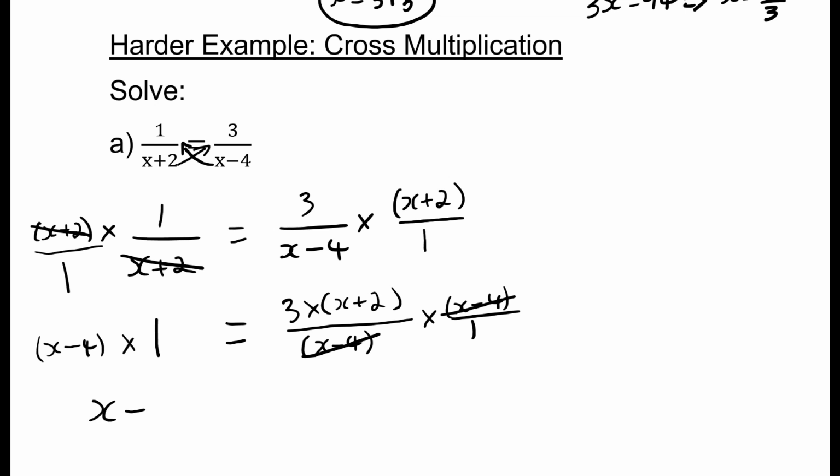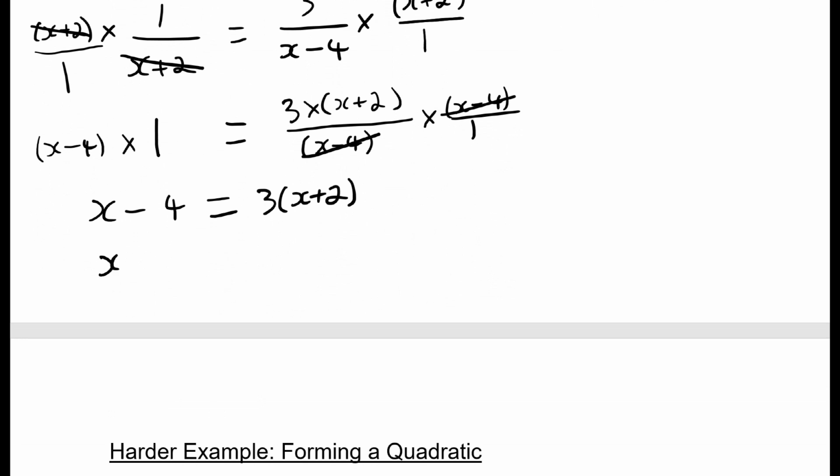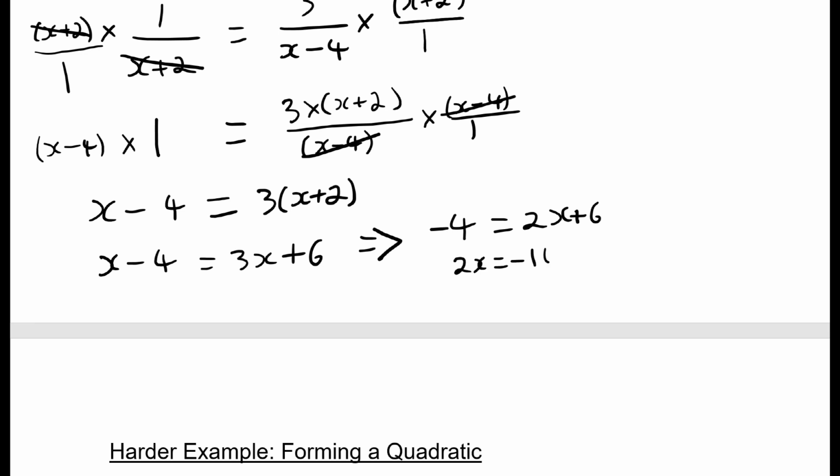So we have x minus 4 equals 3 bracket x plus 2. We can expand this bracket to give us x minus 4 equals 3x plus 6. We can then subtract x from both sides, so I have minus 4 equal to 2x plus 6. You could subtract 6 from both sides, so we have 2x equals minus 10, and then divide both sides by 2 to give us x equals minus 5 as our answer.